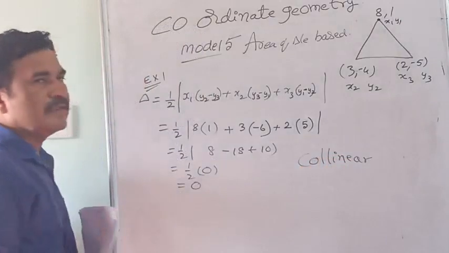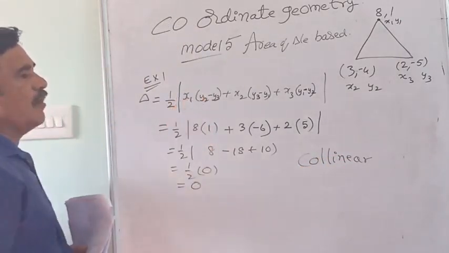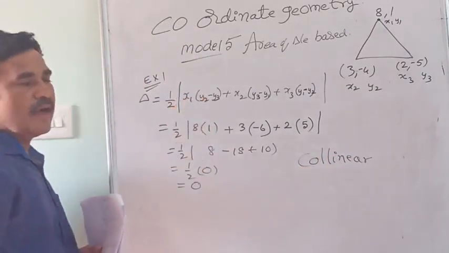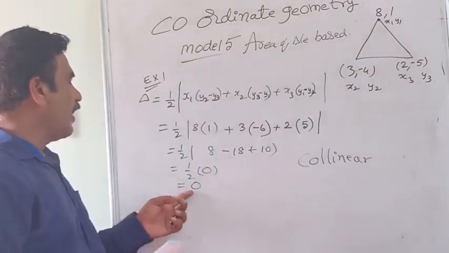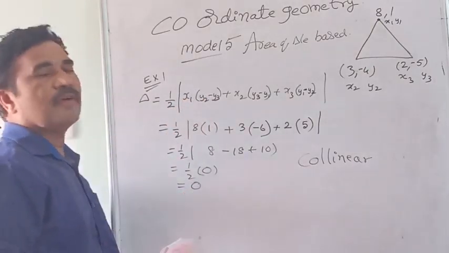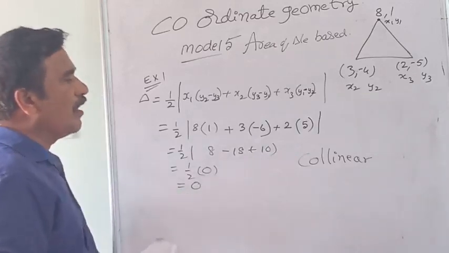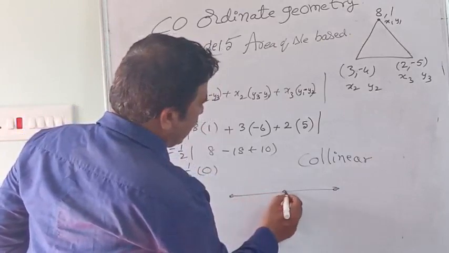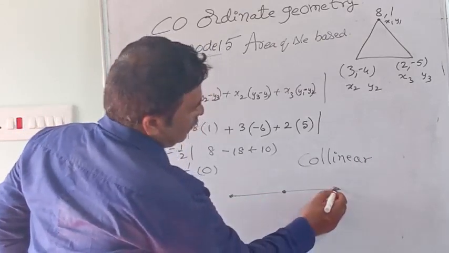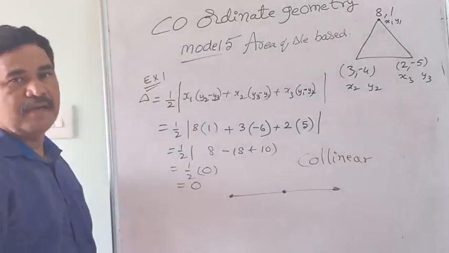If the problem is show that area is 0, or show that collinear, collinear means getting area 0. Now here area 0 came, therefore they are collinear. The points are collinear. Collinear means lies on the same line. That means they don't form a triangle. They don't form a triangle. Okay.